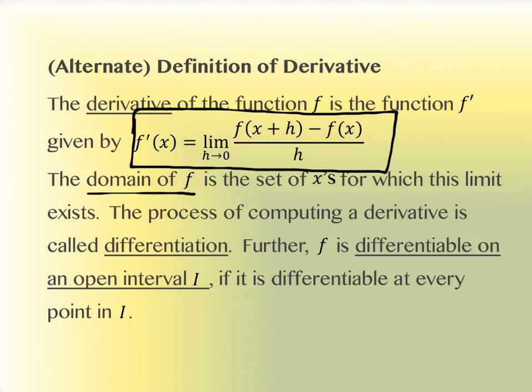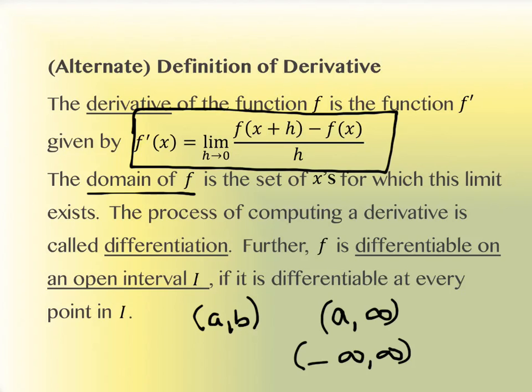The process of finding a derivative is called differentiation. And we also call f differentiable, in this case on an open interval I, if it's differentiable at every point in I. So if, for instance, it's differentiable between a and b, we would say that f is differentiable on the interval ab, all the points between a and b. And it doesn't have to stop. It could be a to infinity or negative infinity to infinity, those kinds of values as well. Kind of like when we did continuity, right? So we could actually talk about it being differentiable in that sense too.